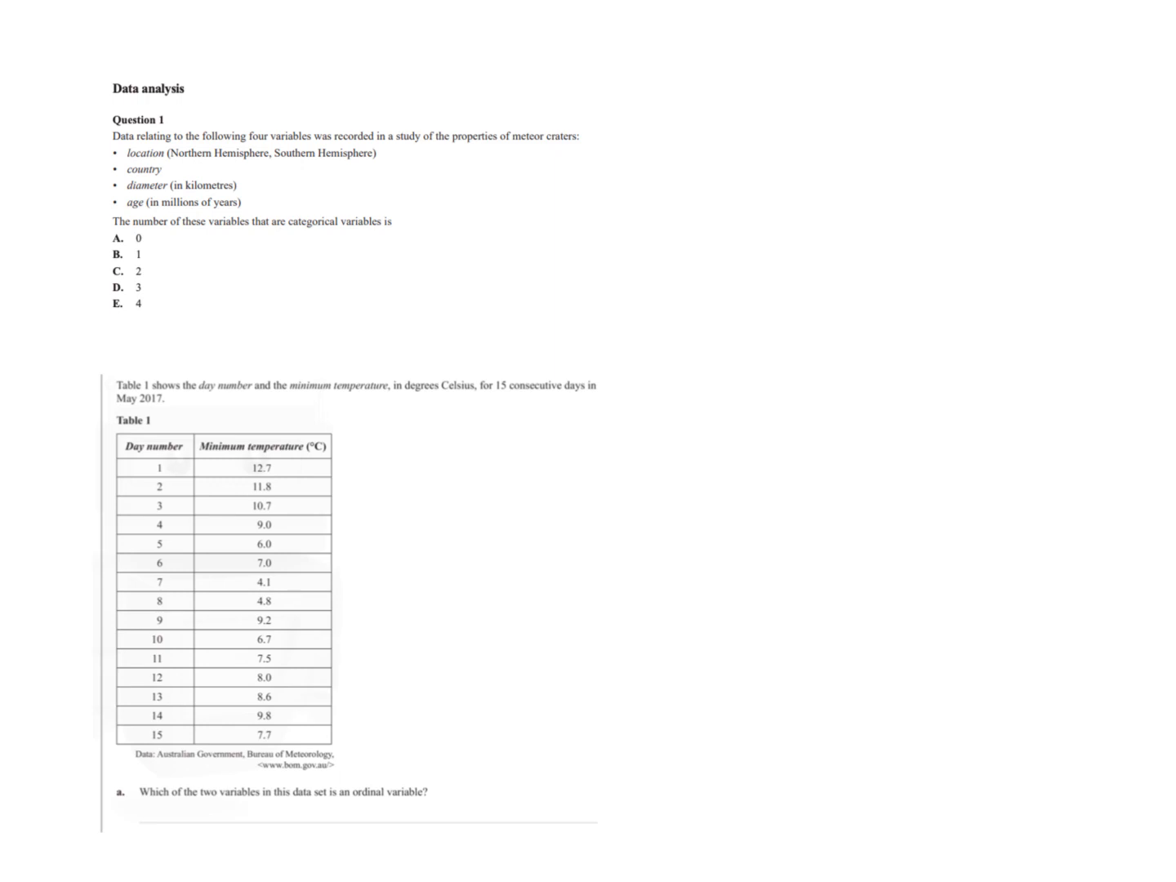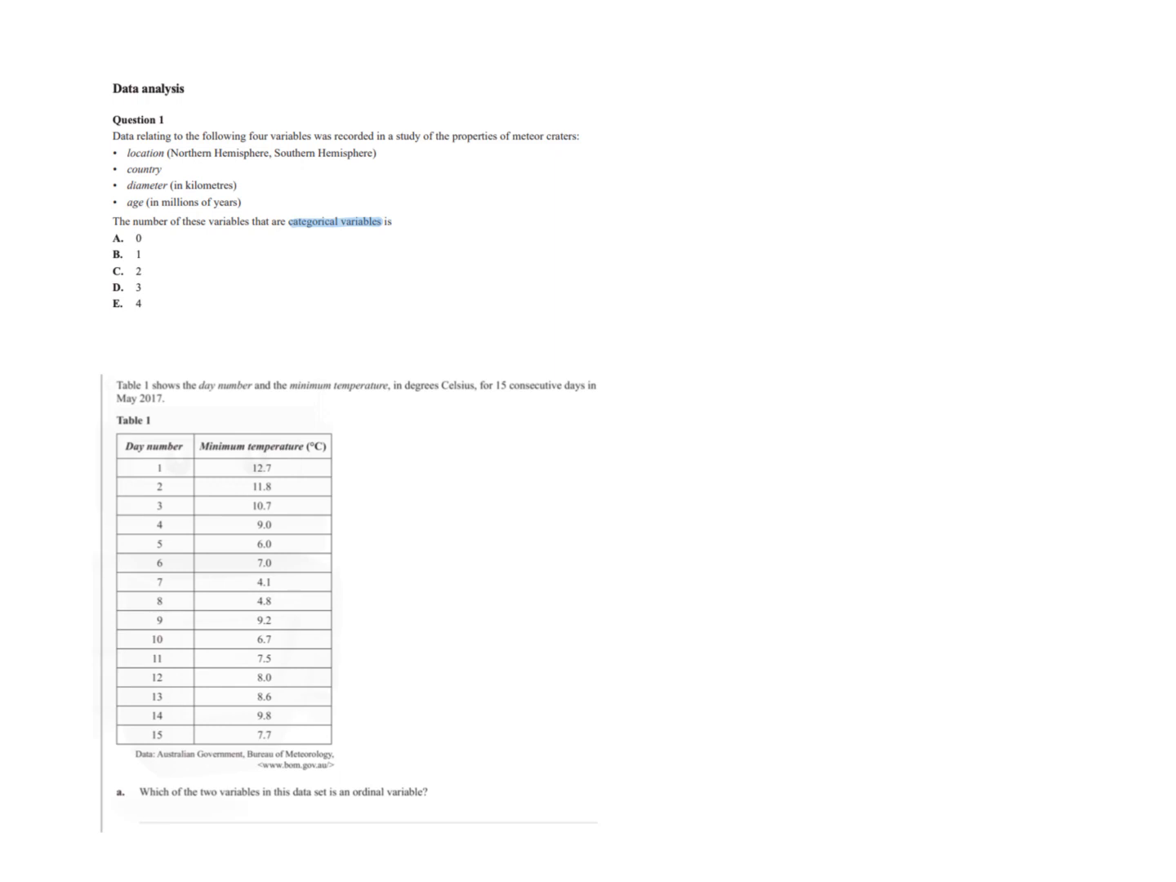So it says that data relating to the following 4 variables was recorded in a study of the properties of meteor craters. Okay. So they recorded the location, whether it was in the northern hemisphere or southern hemisphere. They recorded the country it was in. They recorded the diameter in kilometres, and they recorded the age in millions of years. Now, the number of these variables that are categorical variables.